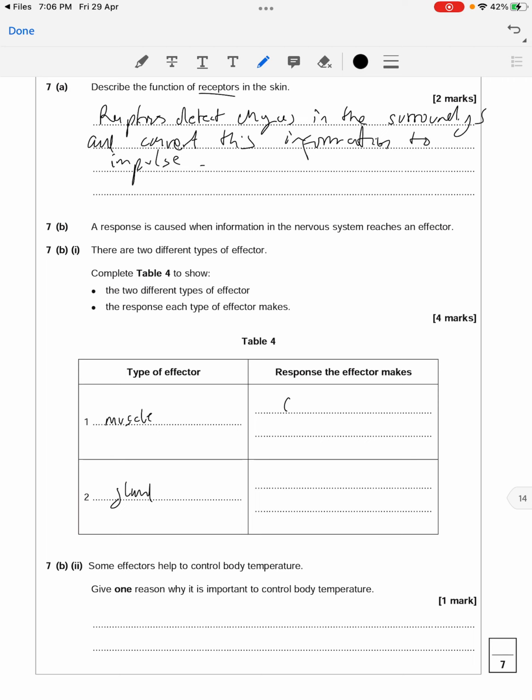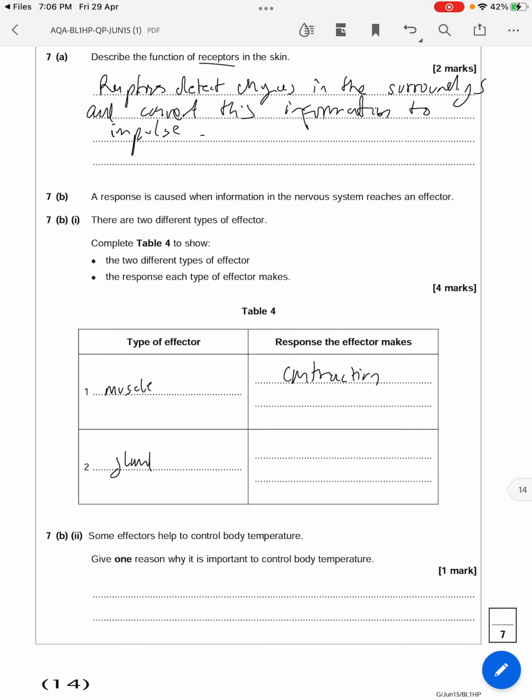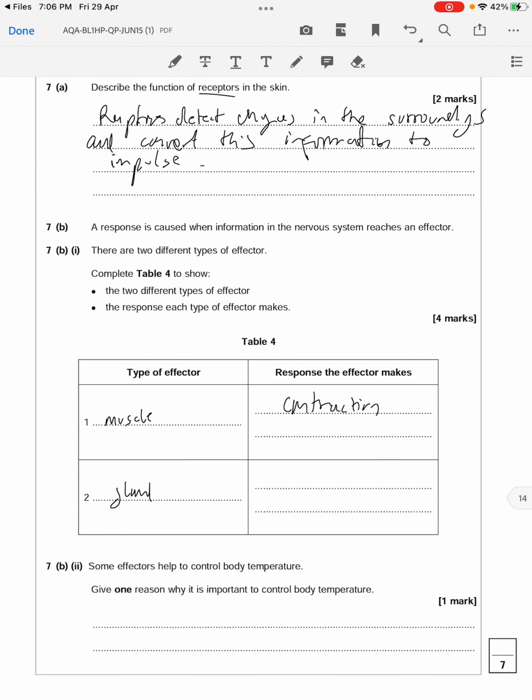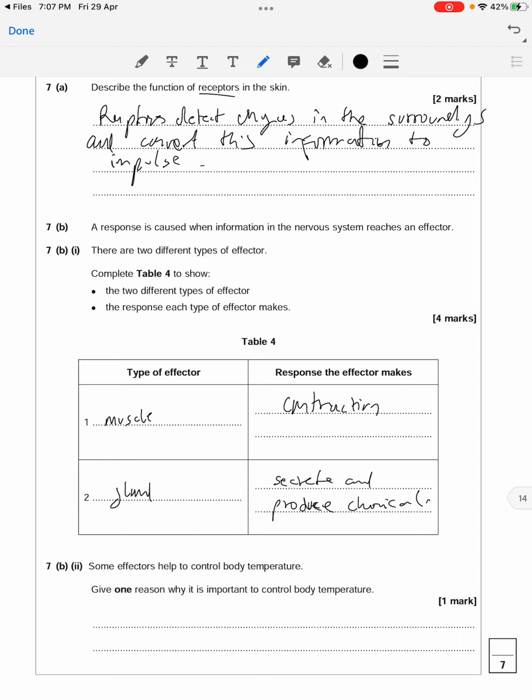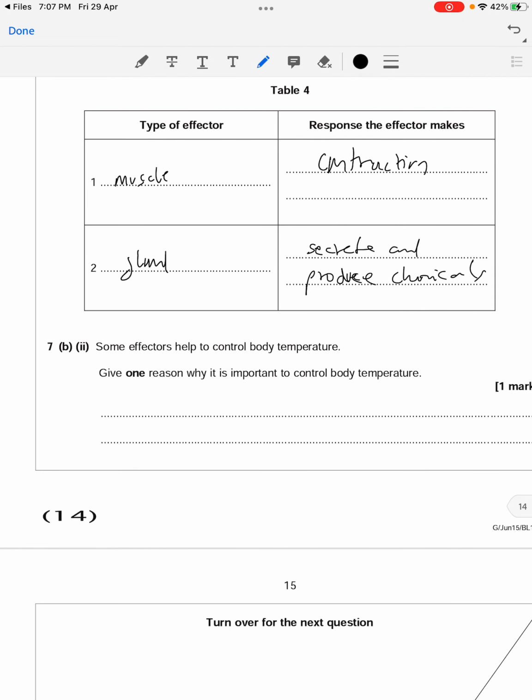Muscle helps in contraction itself, whereas the gland helps to secrete and produce chemicals. All right. Some effectors help to control body temperature.